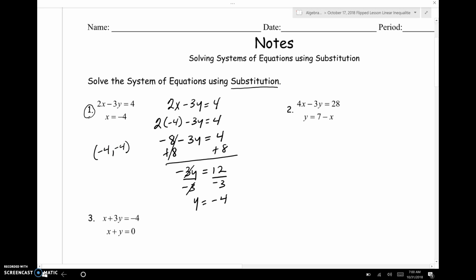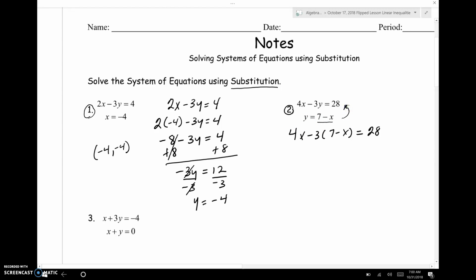Now the difference between question 2 and question 1 is that now we have an actual equation. But we do the same thing. We're going to go ahead and substitute 7 minus x for the variable y. So we have 4x minus 3 times y, which in this case is 7 minus x, is equal to 28. And all I did is substitute 7 minus x for the value of y in the first equation.